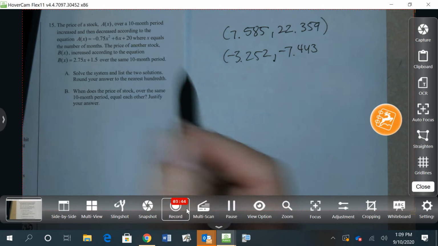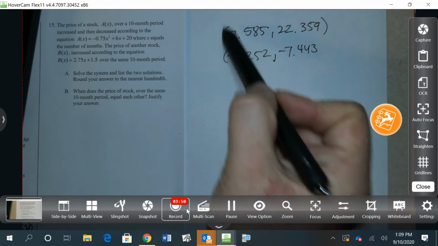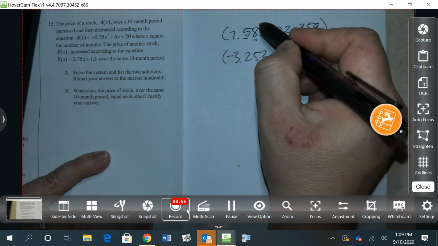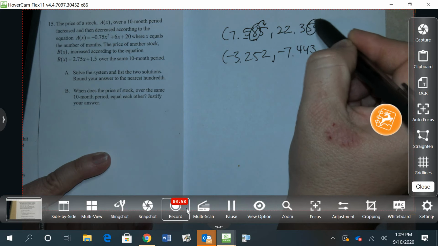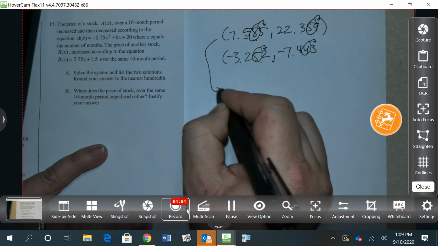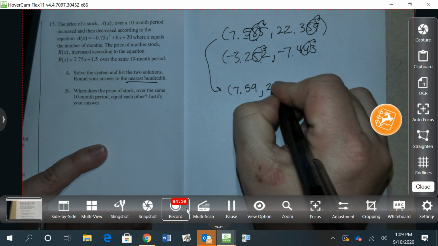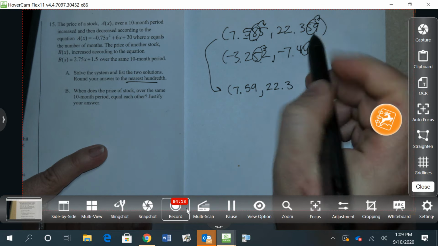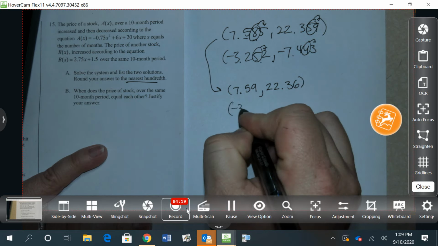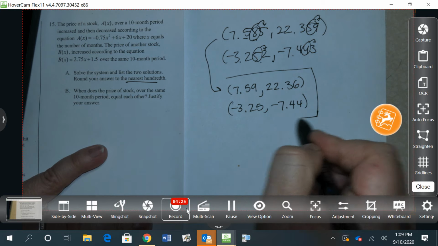If I come back to this problem, it says to solve the system to find the two solutions. Okay, I did that. Round to the nearest hundredth. That means if you give me this answer, it would be wrong because I haven't rounded. Here's tenth and here's hundredth. So I circle, and this says round up; this says round up. Circle, stay the same; circle, stay the same. So the first answer, rounded to the nearest hundredth, is 7.59, with an output of 22.36, since 59 rounds up to 60. These would be the two answers that I would input.